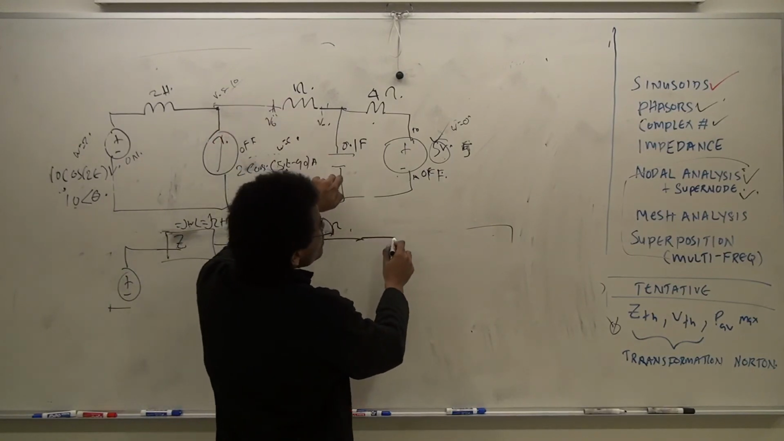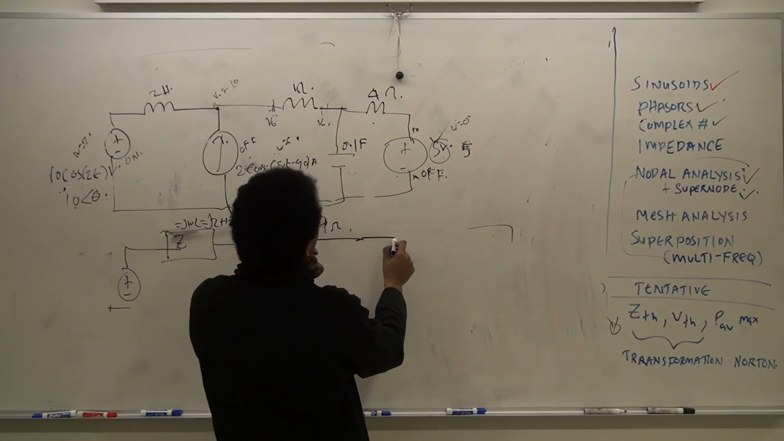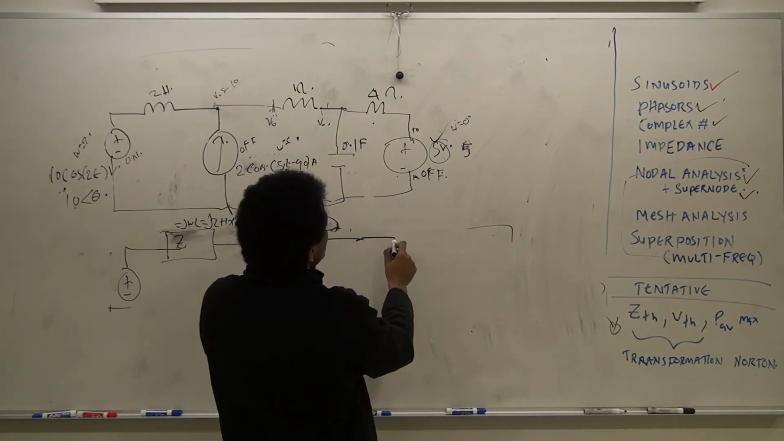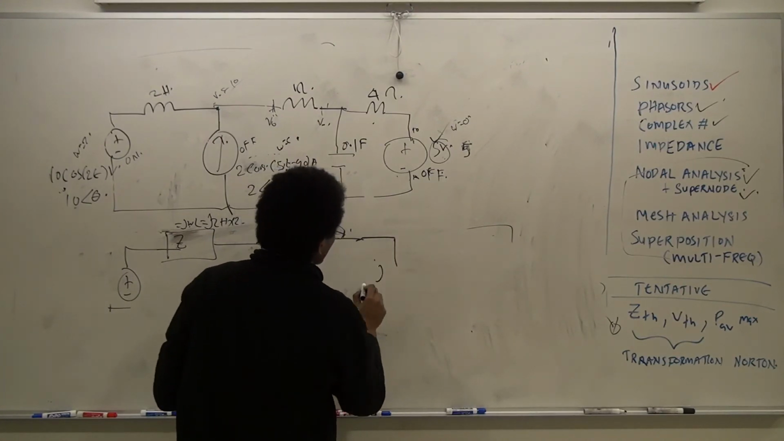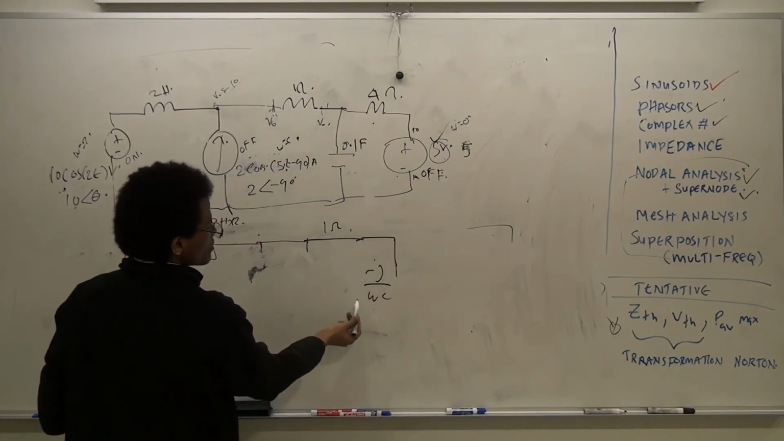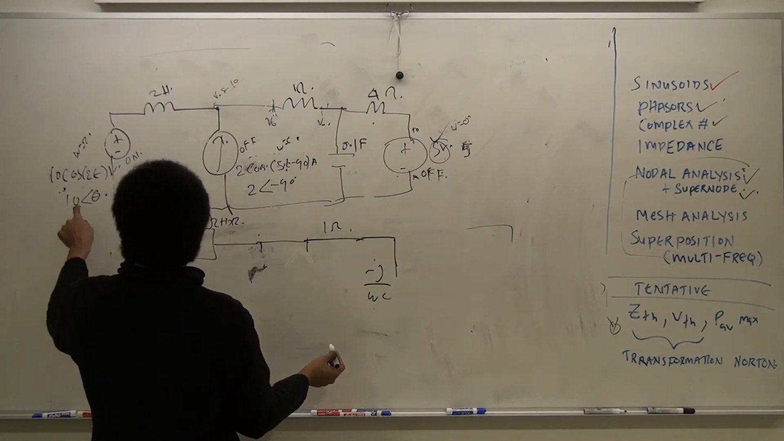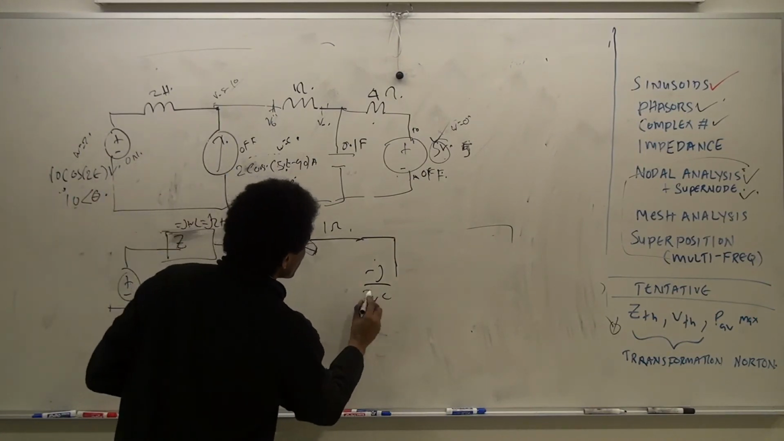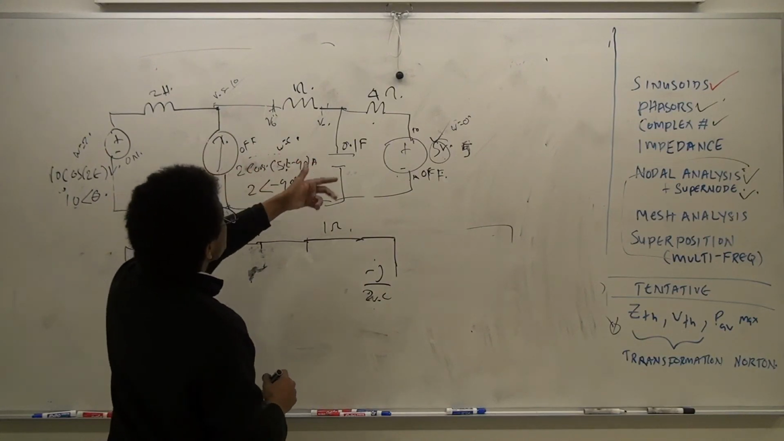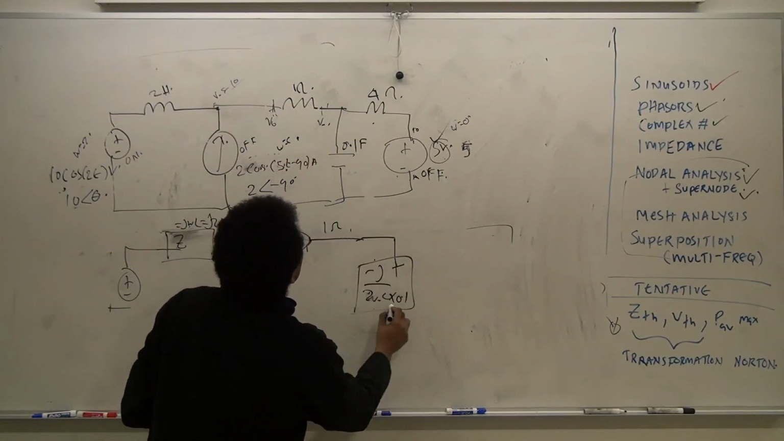The capacitor, does it change? What happens to the capacitor? What's the impedance of a capacitor? 1 over JWC. Exactly, so negative J over WC. So you know what W is? You're operating at what frequency? 2. So W is 2. What's C? 0.1. Okay, whatever. This guy is this guy. And then we go on.